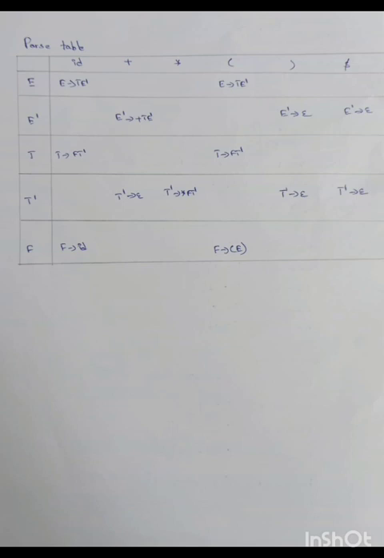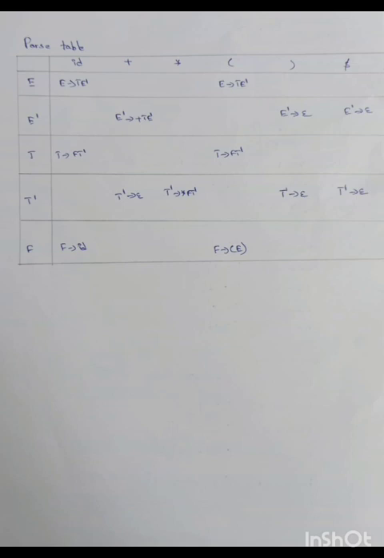Next, for T dash, the first of T dash is star comma epsilon. Leave the epsilon now. So in place of star we need to write T dash tends to star F T dash. Next, what is first of F? First of F is open bracket comma ID. So in place of open bracket we need to write F tends to open bracket E close bracket, and in place of ID we need to write F tends to ID.